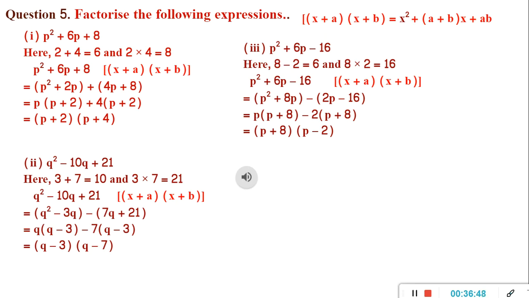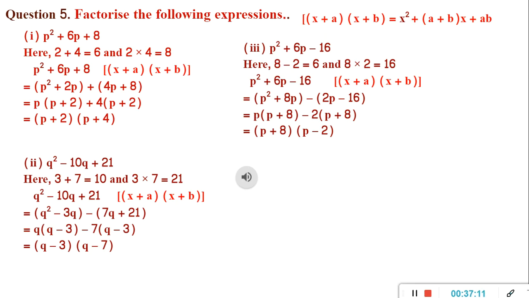Now the first common factor we got is Q minus 3, and the second remaining thing is Q minus 7, that is our second factor. Or one more thing: here A is minus 3, B is minus 7, and X is Q here. So Q minus 3 into Q minus 7. Clear? Same way, the third one, P square plus 6P minus 16.